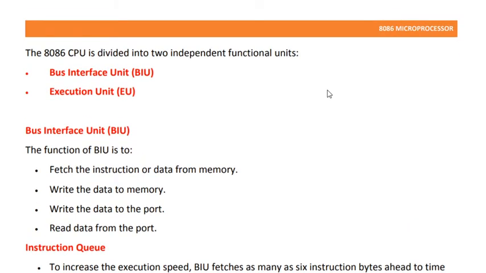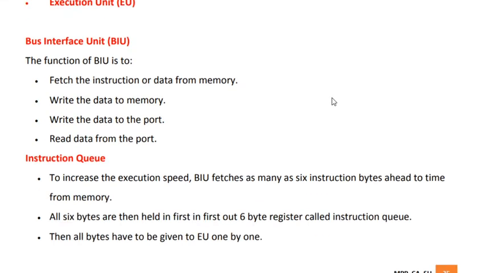Now, as we have learned, the 8086 microprocessor CPU is divided into two independent functional units, which are the bus interface unit and the execution unit. Now, the bus interface unit performs the following functions. The first function is to fetch instruction and data from memory. This is in the direction of the execution unit. So, depending upon the requirement of the execution unit, the BIU will be fetching the instruction or data from memory. It will write data to the memory, it will read data from the port and write data into the port. So these are the set of functions that BIU performs.